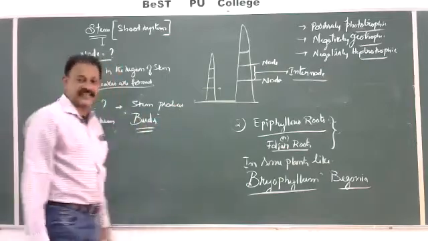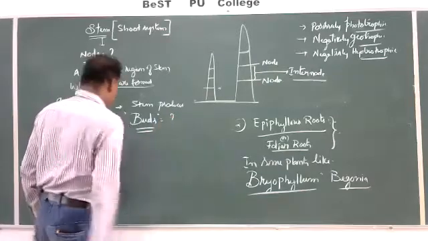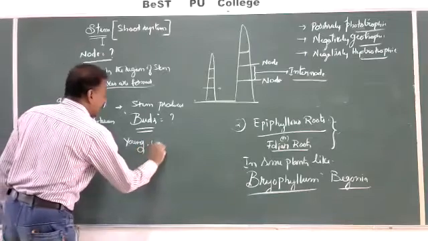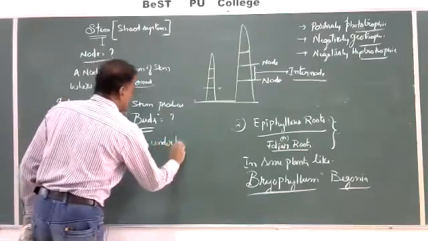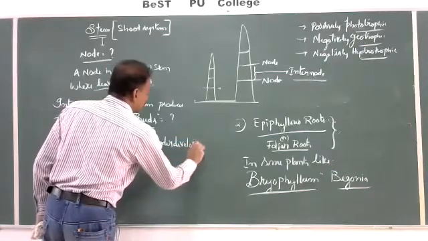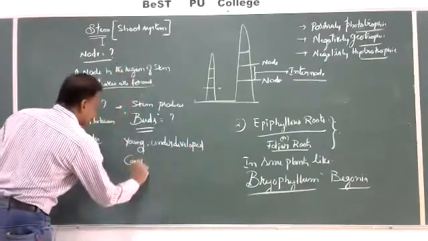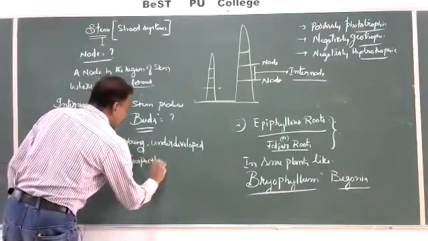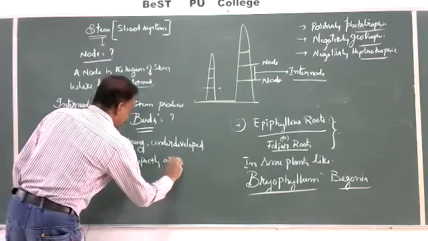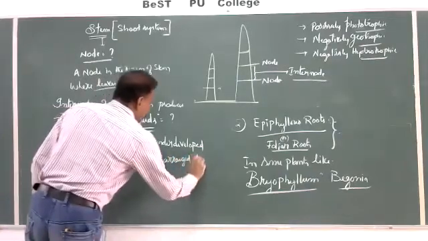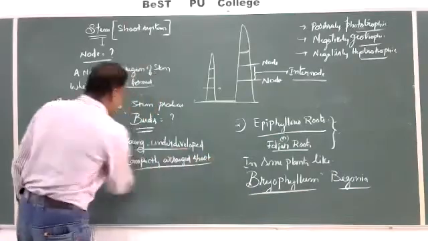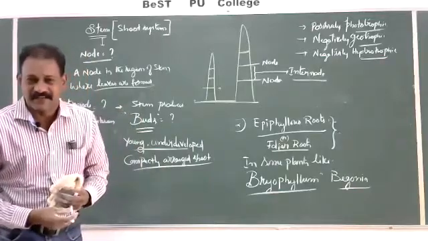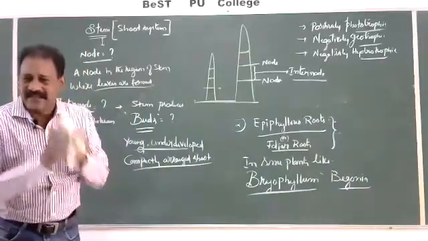What are buds? Again the question comes. What is a bud? Young, underdeveloped, compact. Compact means closely arranged. The largest bud, the cabbage, is a bud. What is a bud? A bud is a young structure.